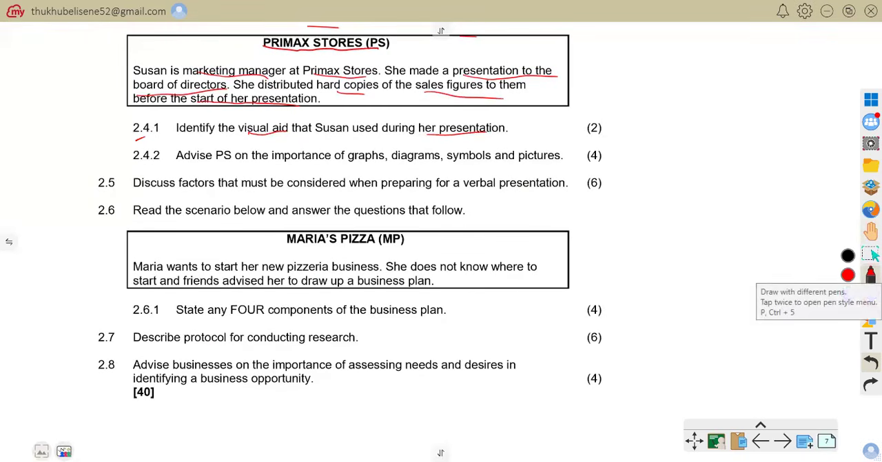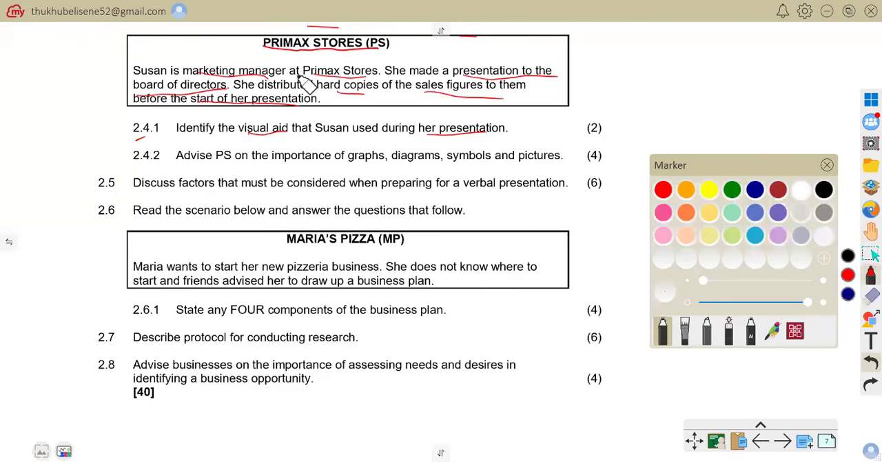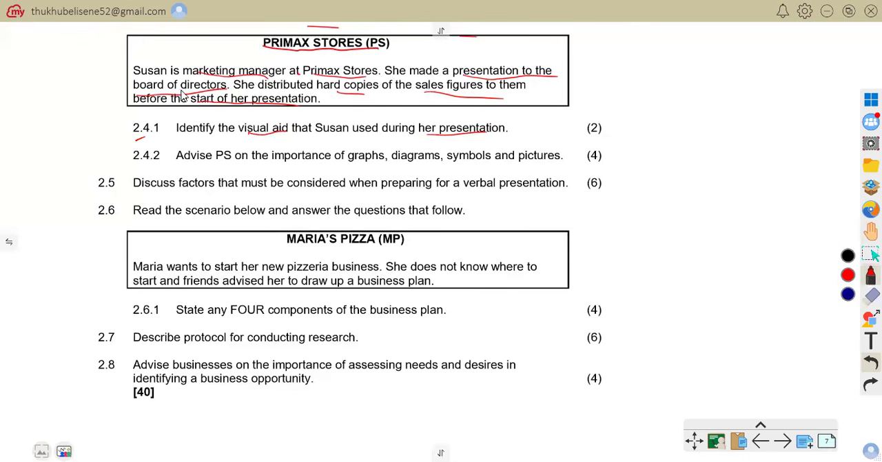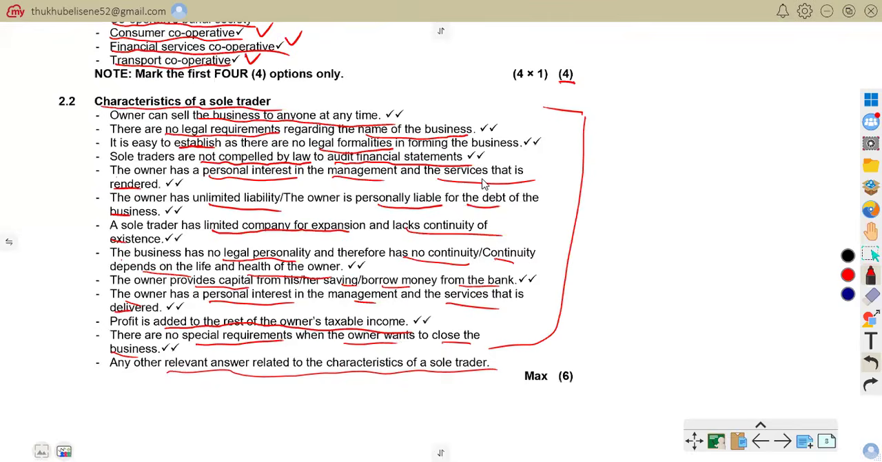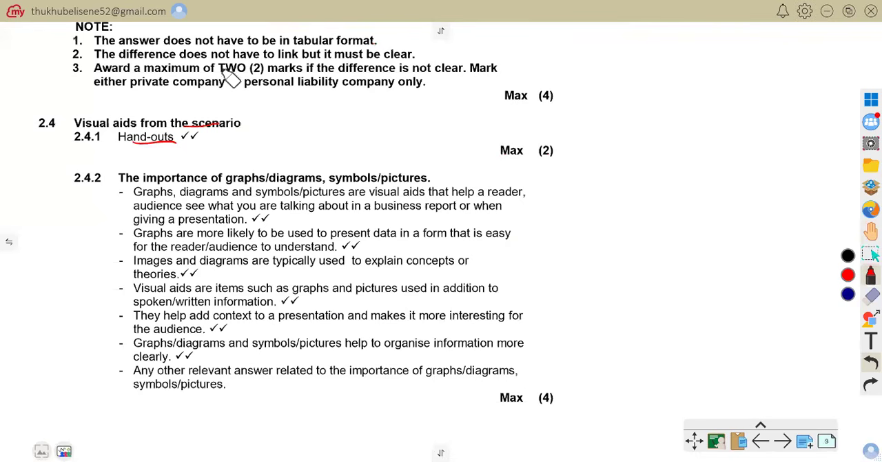Susan is a marketing manager. She made a presentation to the board of directors. She distributed hard copies. Once it says she distributed hard copies, it means these are handouts. So hopefully you understand. Prove that.